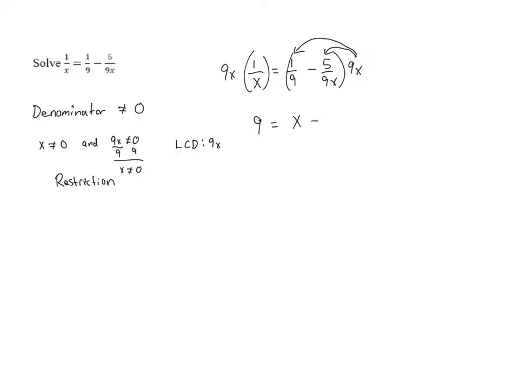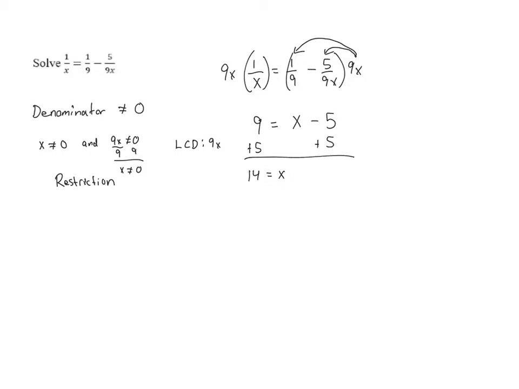Then we have minus. In the second term, we've got a 9x in the bottom and a 9x out front, so the 9x's will cancel. That just leaves us with the 5. So in this case, we have 9 equals x minus 5. To get x alone, we just need to add 5 to both sides. And since 9 plus 5 is 14, we end up with x equals 14.